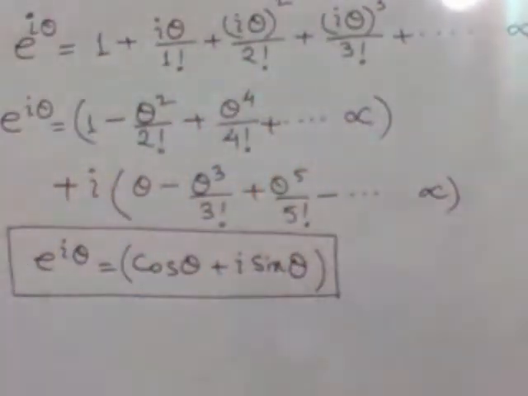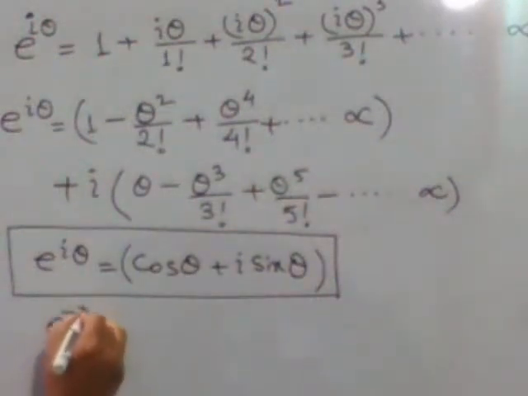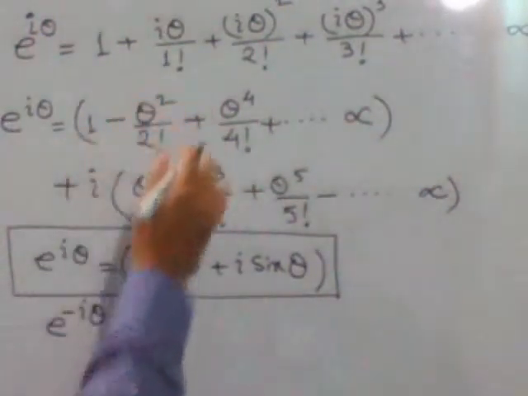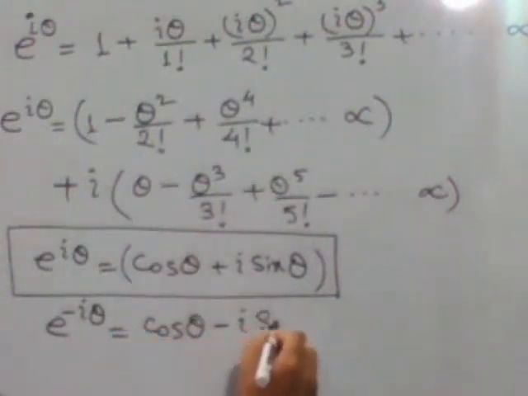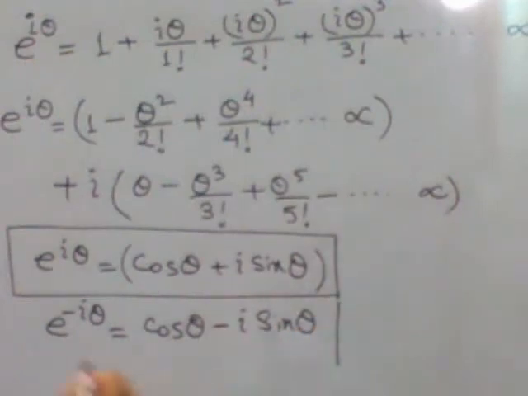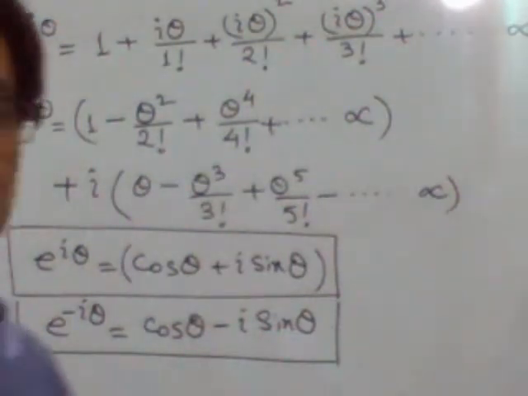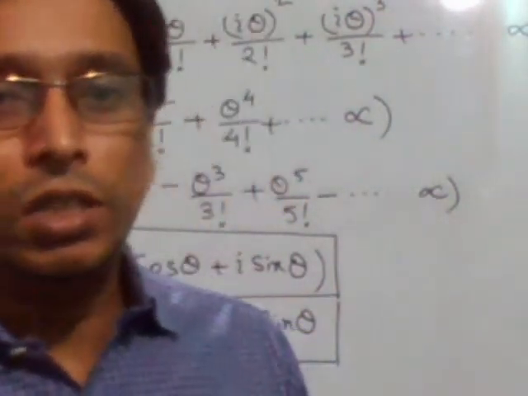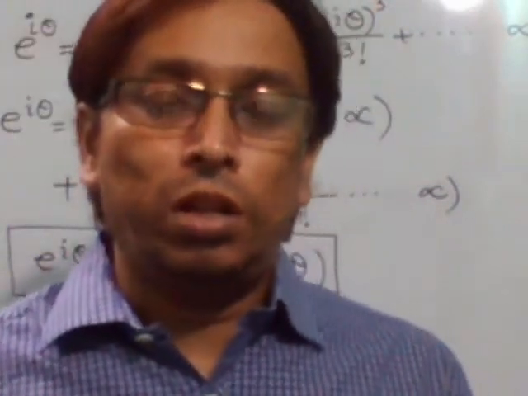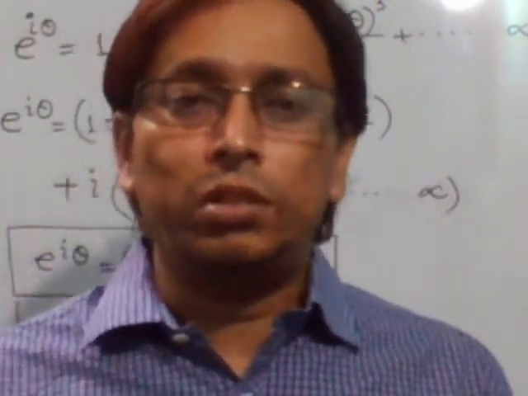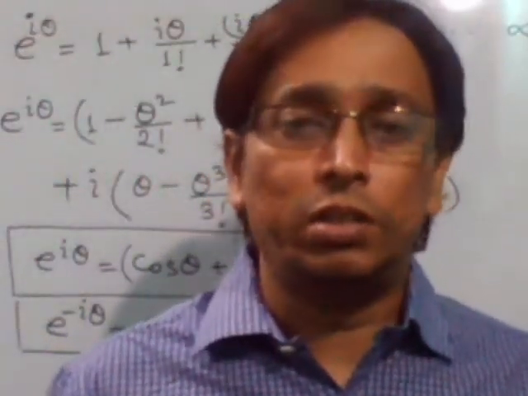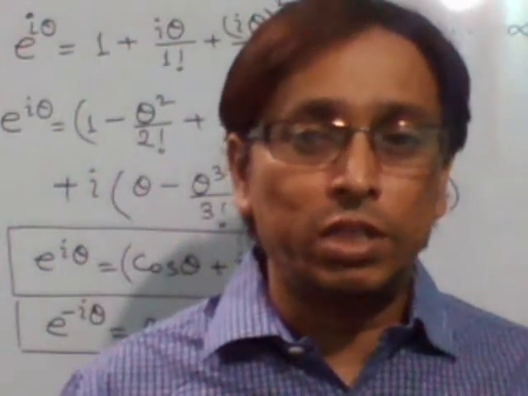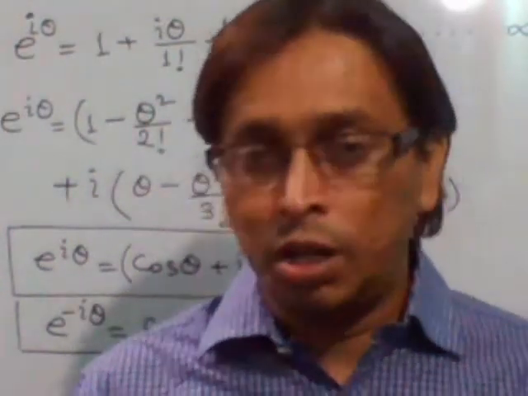Now if you take e to the power minus i theta, then the result can be similarly put: the result will come cos theta minus i sin theta. So these two are very important results for beginners. This is very important to prove de Moivre's theorem and to calculate for other purposes. You can see later on. Okay, this is a very important formula.